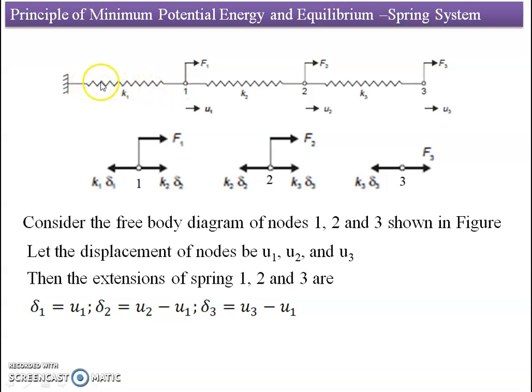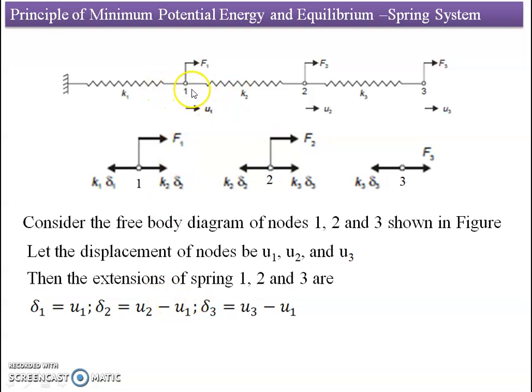this particular spring. We will try to get the minimum potential relationship with reference to the equilibrium of the forces which are applied at particular nodes. So for that, let us consider the displacements at the nodes to be U1, U2, U3: node 1 U1, node 2 U2, and node 3 U3 respectively. Similarly, the spring may have an extension, let us say delta 1. Delta 1 will be equal to U1.